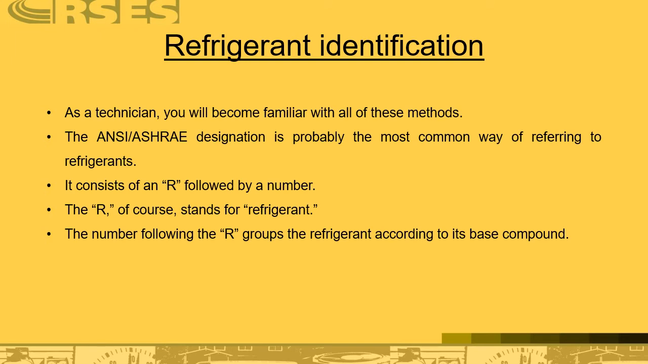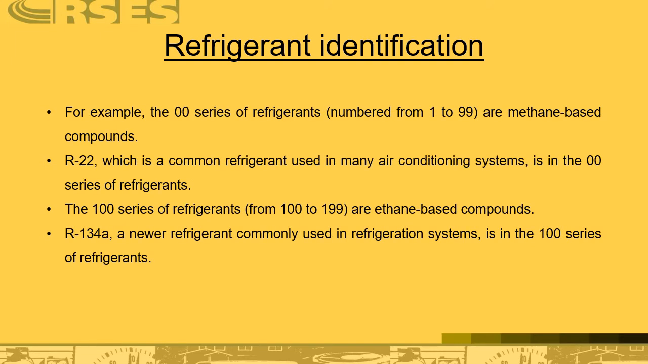Refrigerant identification. As a technician, you will become familiar with all these methods. The ANSI/ASHRAE designation is probably the most common way of referring to a refrigerant. It consists of the R, which stands for refrigerant, followed by a number. The number groups the refrigerant according to the base compound used in making it. For example, the 00 series of refrigerants, numbered from 1 to 99, are methane-based compounds. R22, a common refrigerant used in many air conditioning systems, is in the 00 series.